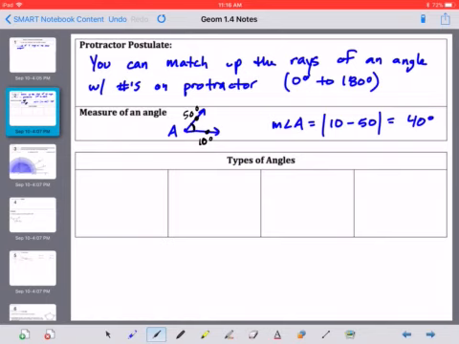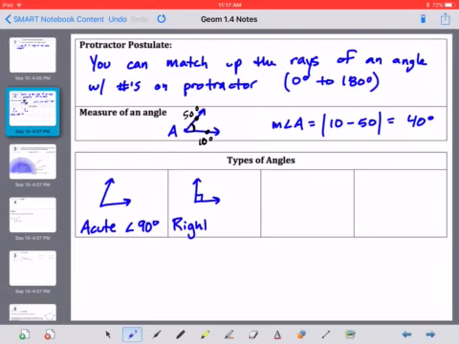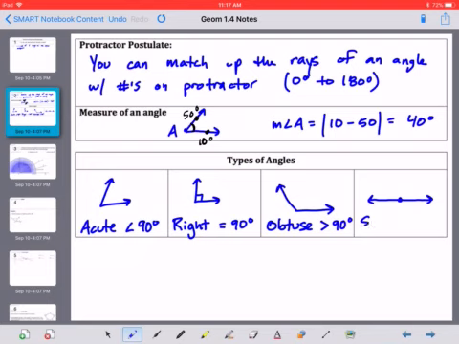Now let's look at those four different types of angles. The first is an acute angle, which is less than 90 degrees. The next is a right angle, which you use this square at the vertex to represent, and that is exactly equal to 90 degrees. An obtuse angle, which you could probably guess is greater than 90 degrees. And lastly, a straight angle, which forms a line, is 180 degrees.